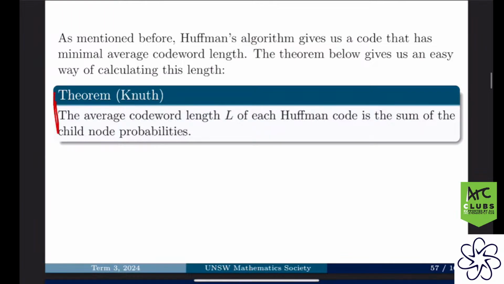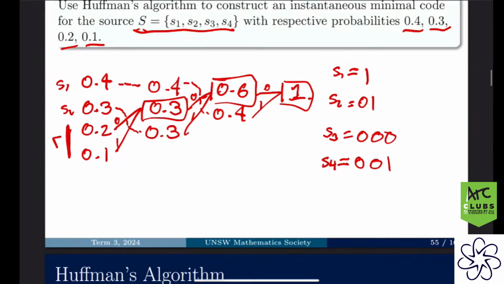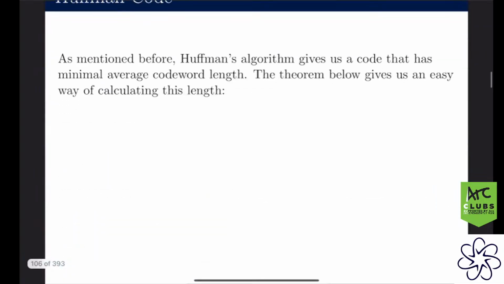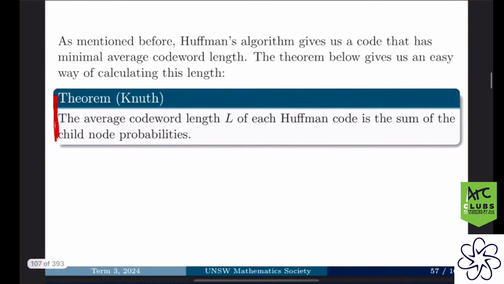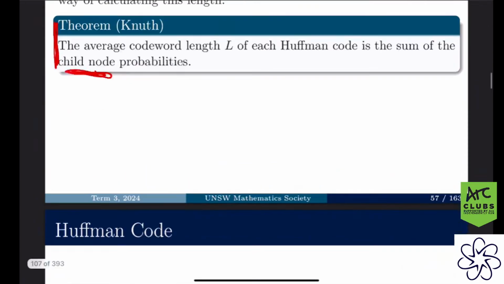Hey, here's another big thing. Knuth's theorem. I'm actually not sure how it's pronounced, I'm just going to say Knuth. It says that the average code word length, I write it like that because I'm a physics student and I am stuck in my ways, is going to be the sum of all of the values that we circled. So this is 0.3 plus 0.6 plus 1.0. Cool. That's just what Knuth's theorem says. I guess we call the things we circled child nodes. That's cool, I guess.